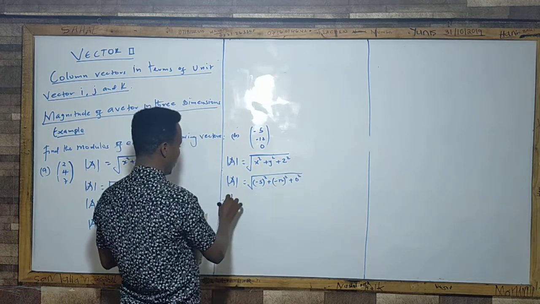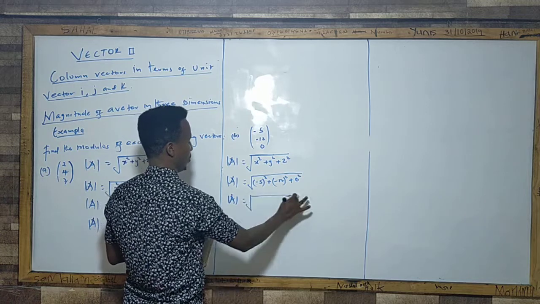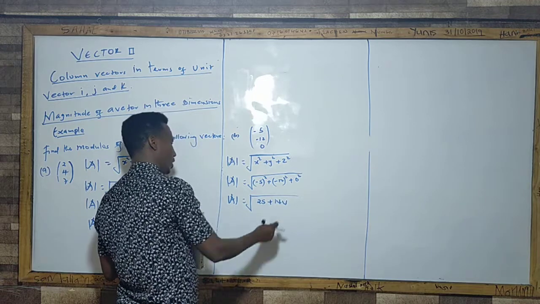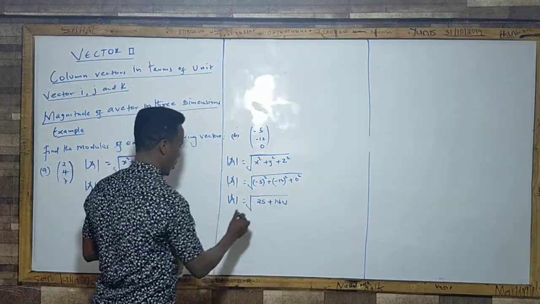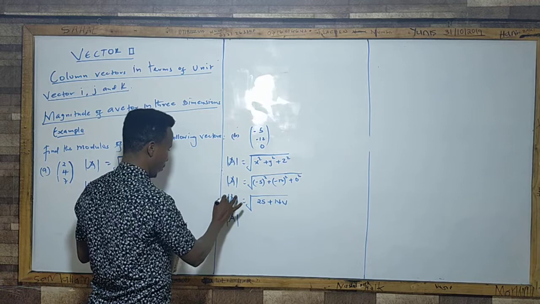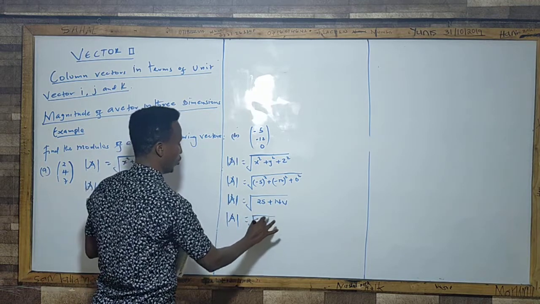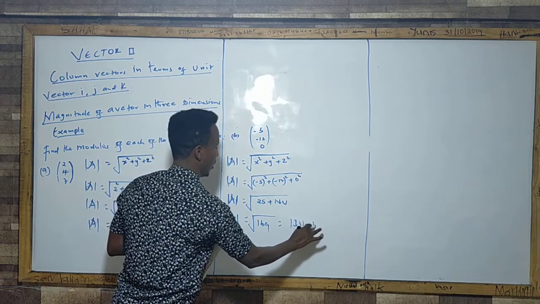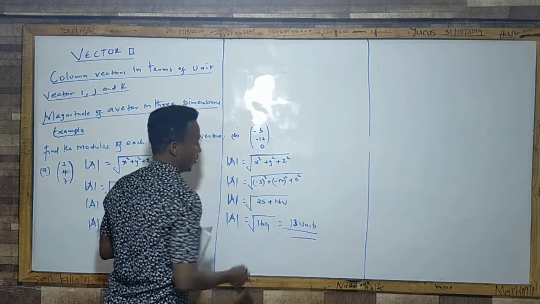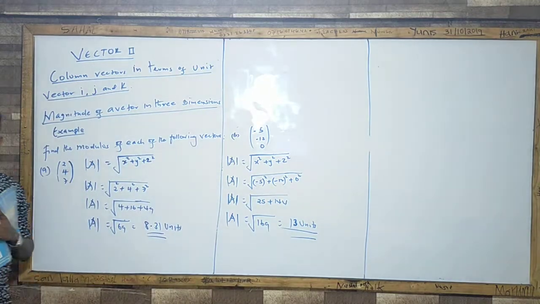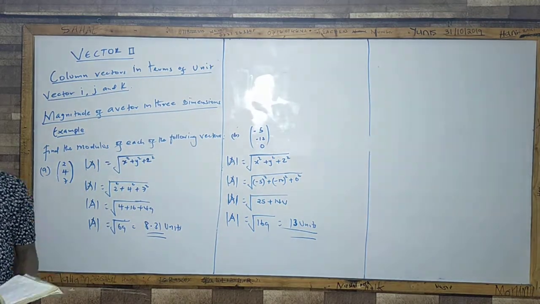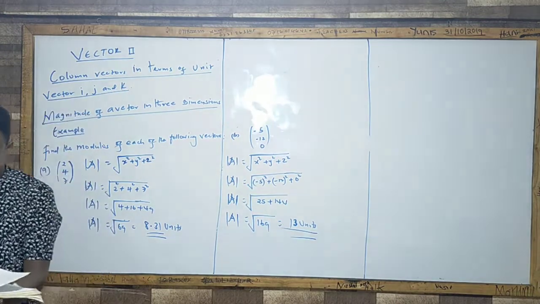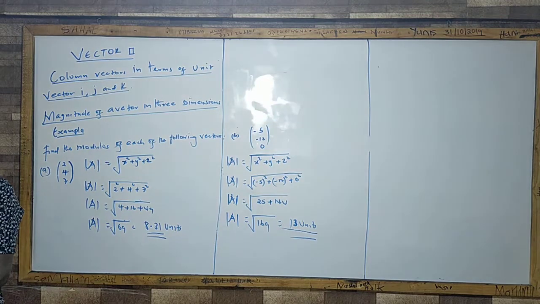In this situation, the magnitude will be 25 plus 144. 0 squared is 0, forget it. Then the magnitude is therefore equal to the root of 169, which is equal to 13 units. 13 units, final answer. That is the final answer for your information, guys. So this is how you calculate the magnitude of a vector.